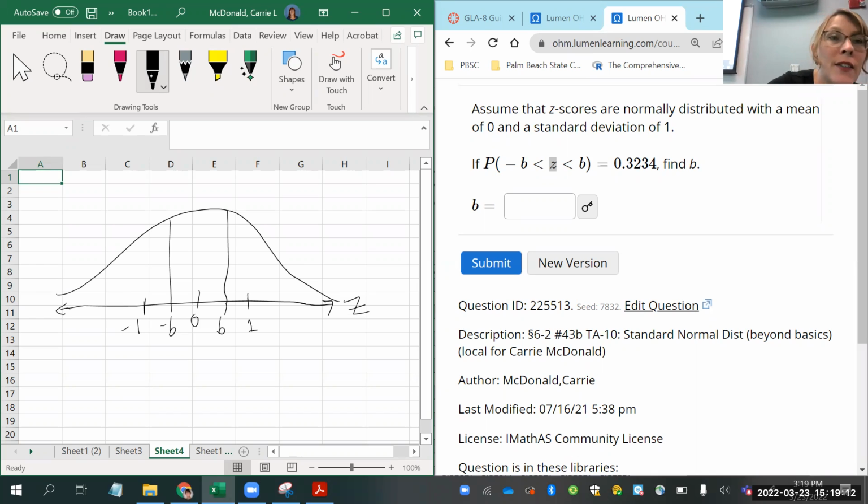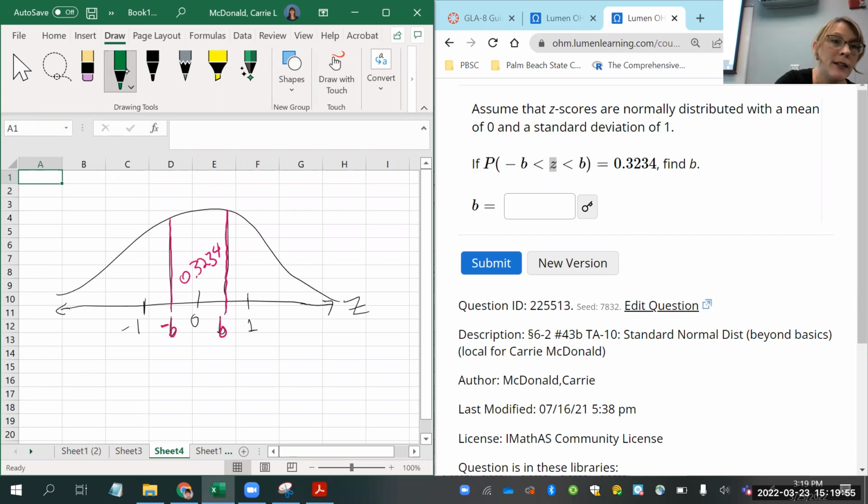But they've given me the area that's between them, the 0.3234 is the area between these two twin boundaries. I call them twins because they have the same numerical value, just different signs. I know it's 0.3234. How am I going to figure out the answer here? Well, what I know is that the whole area under the curve is 1. And if I subtract 0.3234 from 1, I'm going to have the two tail areas.